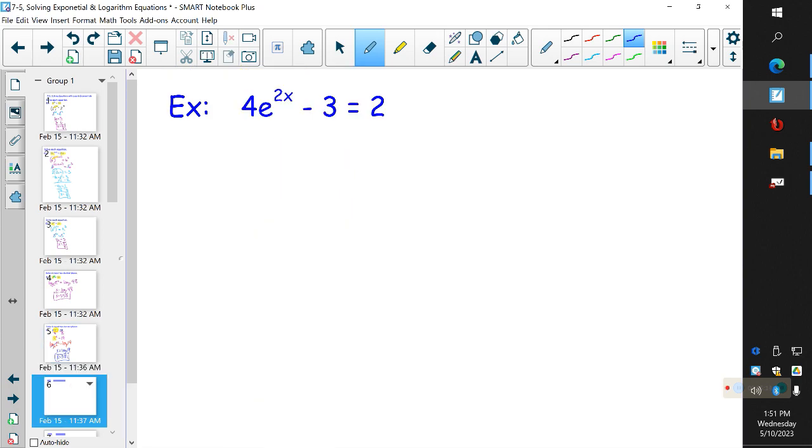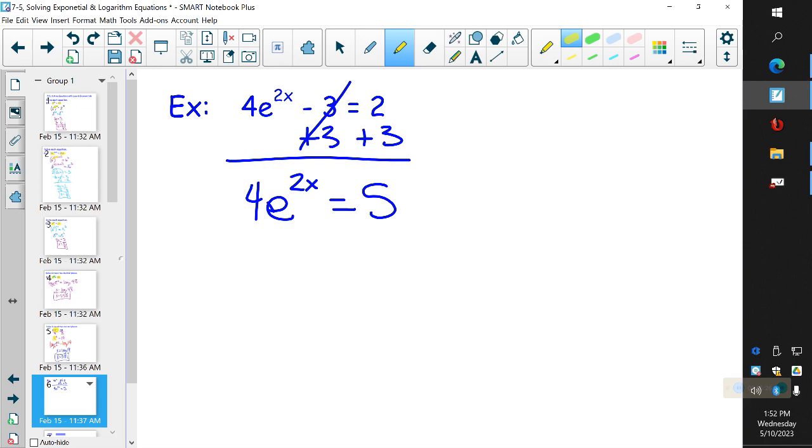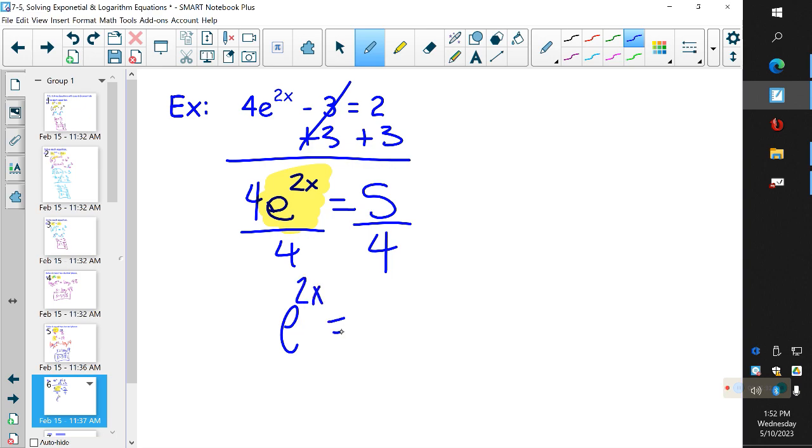Okay? Again, next one, we're going to isolate. So the very first thing we're going to do is add 3 to both sides. If I add 3 to both sides, I have 4 e to the 2x is equal to 5. From here, I'm still isolating my exponential, so I'm going to divide by 4. e to the 2x is equal to 5 over 4.